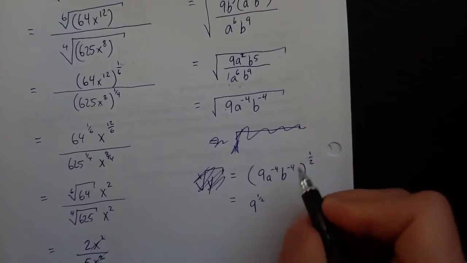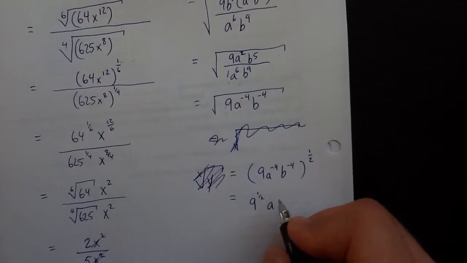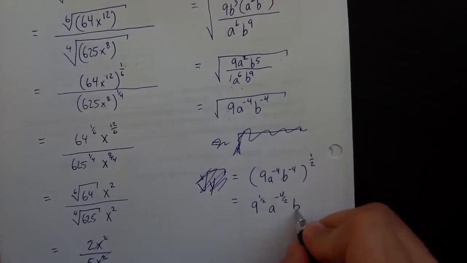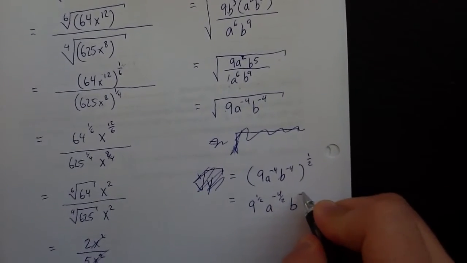And how do I do that? That's a power of a power. Keep the a the same. -4 times a half is -4 halves. And b to the -4 to the power of a half, keep the base the same, power of a power. -4 times a half is -4 halves.